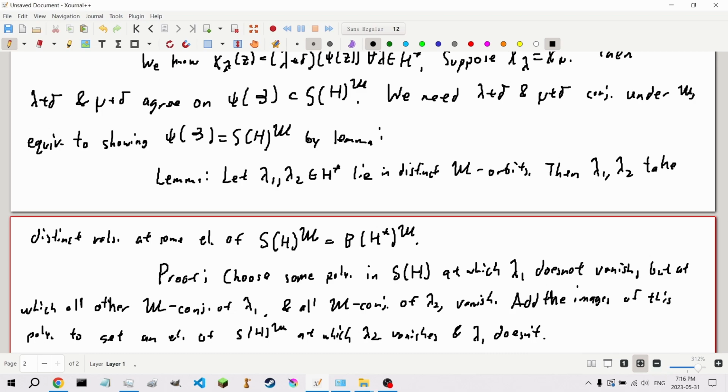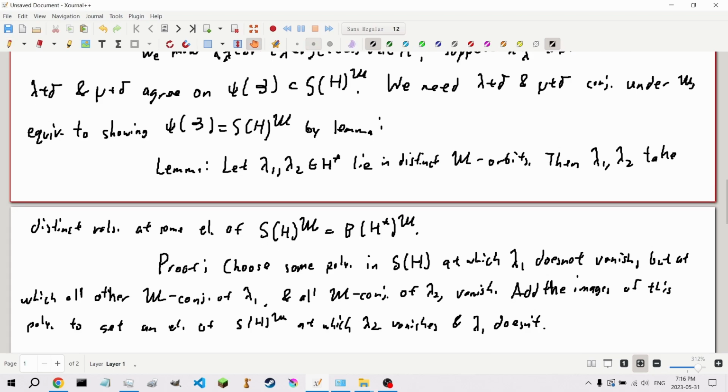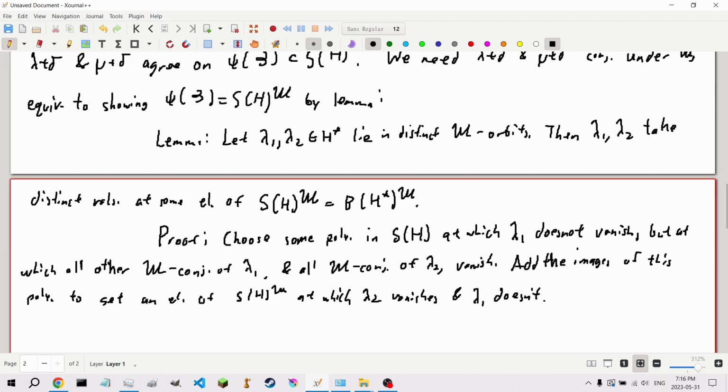Now, we need to show now for this. We aim to show that C maps this onto S of H to the W.